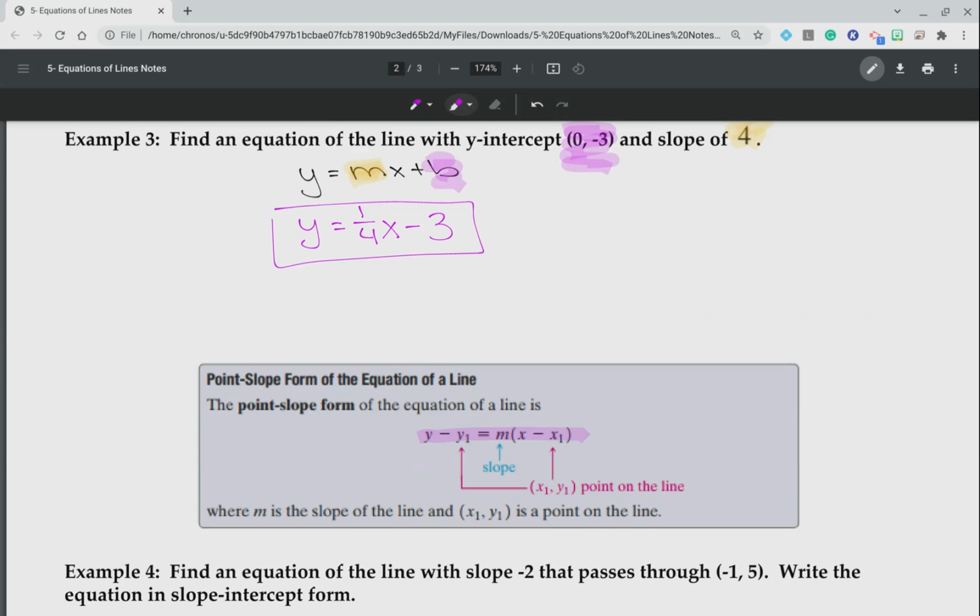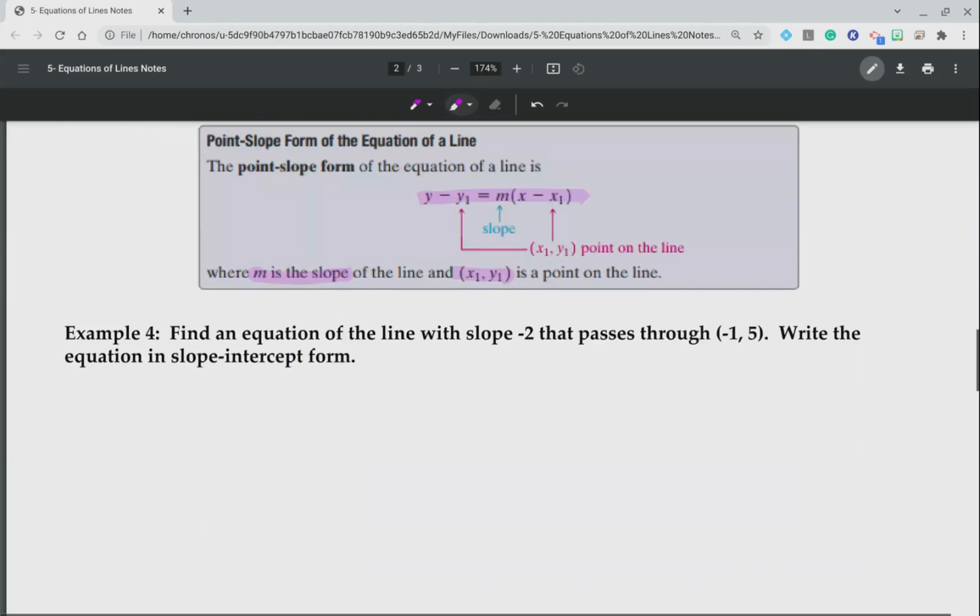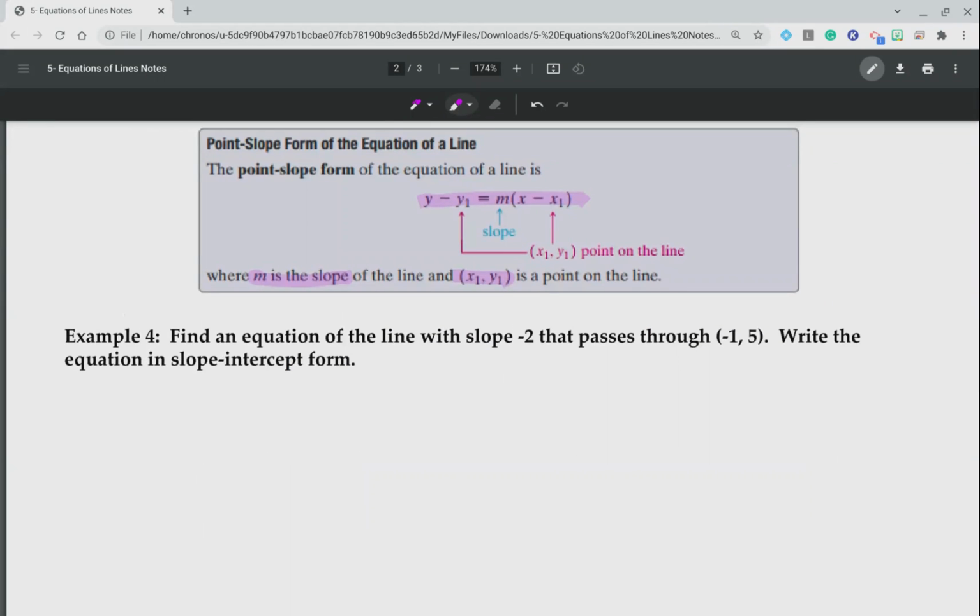If you're given just some sort of random point, then you can't plug that in for b. What you have to do is use this equation that's called point-slope form, okay? So our slope is still m, and then we're given some random point x comma y. Okay, so for example 4, we are still writing the equation of the line, but we are going to go through with a random point instead of a y-intercept, okay? So the first thing I like to do is write down the equation.